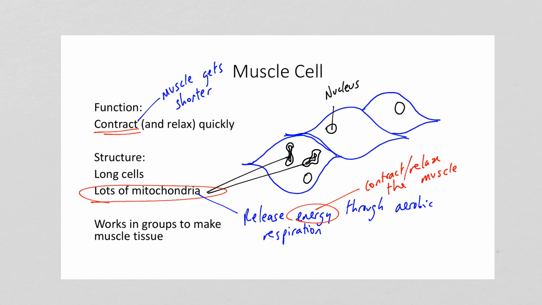Now, jumping ahead to the beginning of Unit B2, muscle cells work together to make muscle tissue. So specialized cells work with the same specialized cell, a whole bunch of them, to make a tissue. Different specialized cells, different tissues work together to make an organ. Different organs work together to make an organ system. And then all of those organ systems together make an organism. But for now, what we need to remember is muscle cells contract really quickly, relax really quickly. And for that, they need long cells because that allows it to get shorter. But more importantly, there are lots of mitochondria, and those mitochondria release the energy necessary for that contraction to occur.